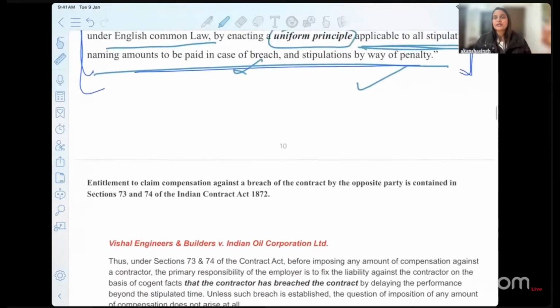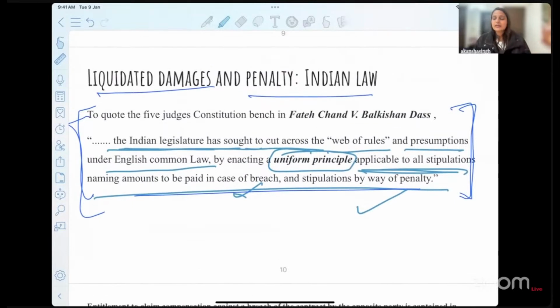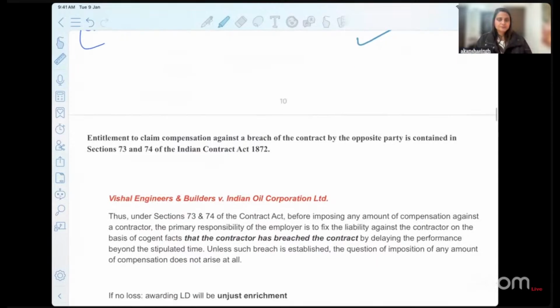So we do not have a distinction. You can expect an MCQ on this basis as well, that how are we different from English law? So both liquidated damages and penalty are considered the same. This can also be one of the questions.